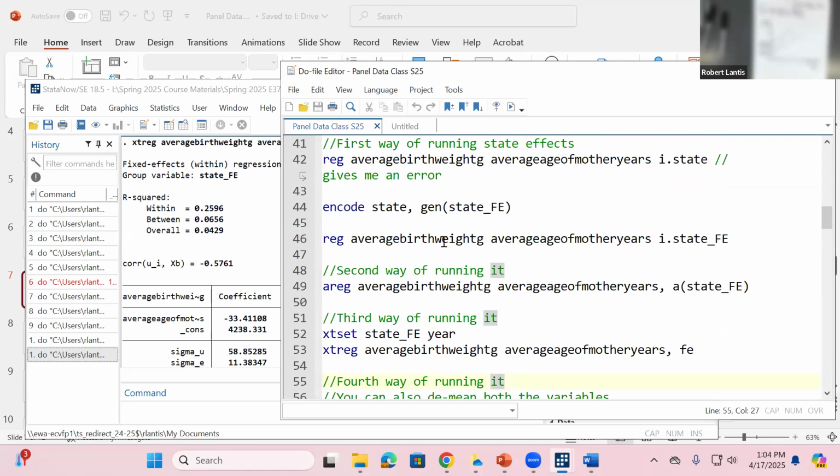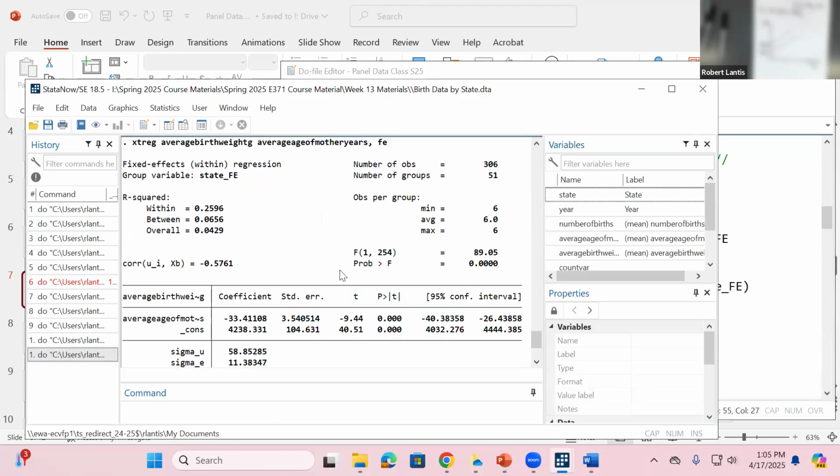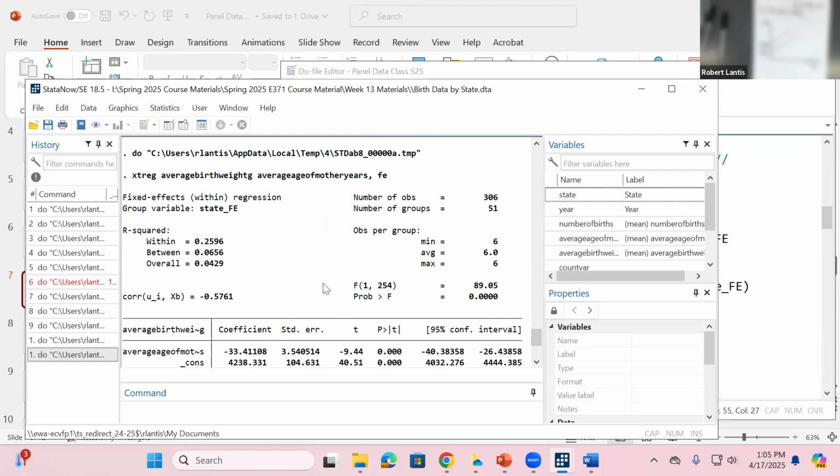Any questions on that before we keep moving here? Does that make sense? Now, once again, if I am interested in what state is the highest and what state's the lowest, I can't tell from this output. Right? I don't even know what state was left out. So if that's really my focus, I probably don't want to use these xtreg commands because I'm not going to be able to identify what state had the lowest or what state had the highest coefficient here.